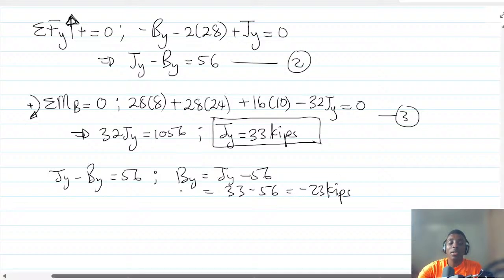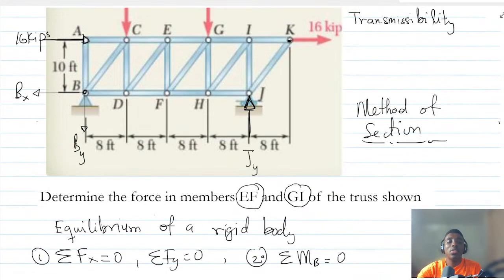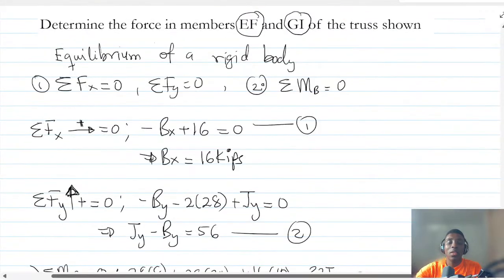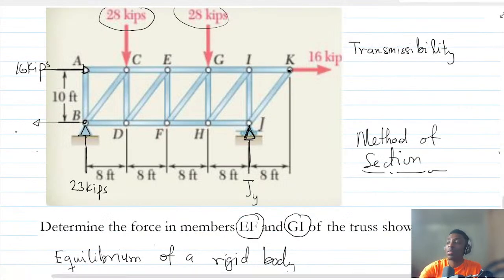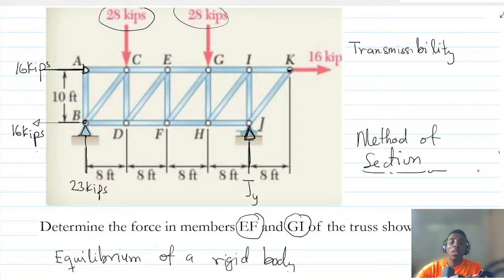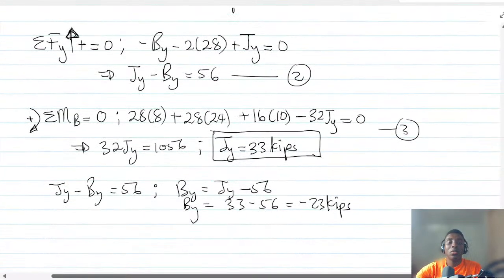Now, the fact that we got negative means that the direction that we chose is the opposite. So BY is supposed to go up. Now we know, so we can put it there: 23 kips, and then BX is 16, and then JY is 33.